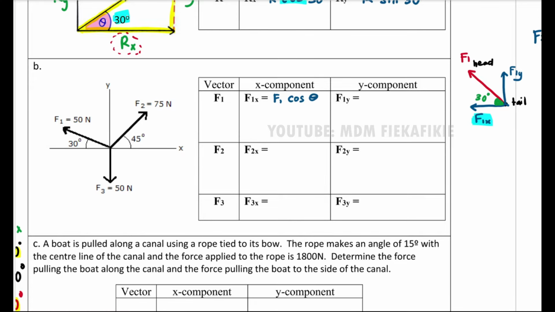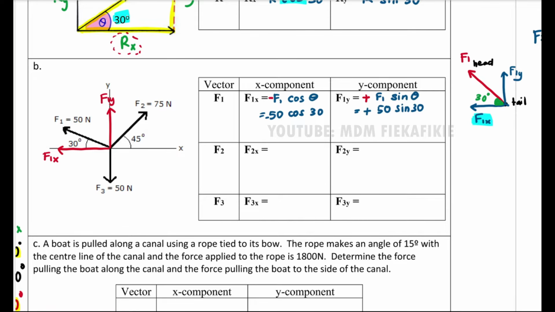Jangan lupa, bila kita resolve F1, X kita to the left. So, mesti letak negatif. F1Y kita upward. So, dia akan jadi positif. Positif apa? Sin pula lah. F1 sin theta. Boleh? Okay, so jadi kita masukkan nilai dia. Equal to, okay, kita nak masukkan nilai dia. F1 is 50 cos 30 degree. F1Y, jangan lupa negatif. Okay, F1X tadi ada negatif. And F1Y is positive. F1 is 50 sin 30 degree.